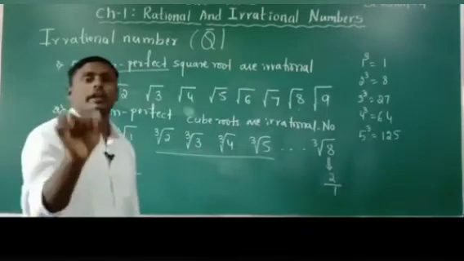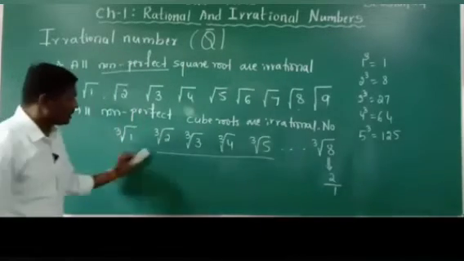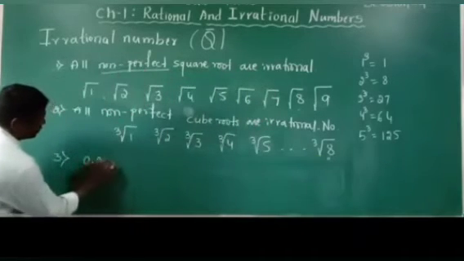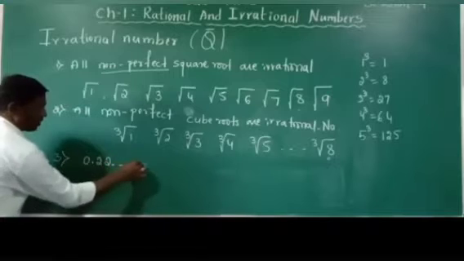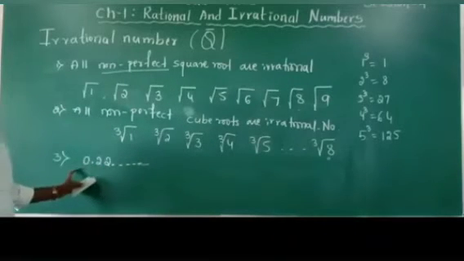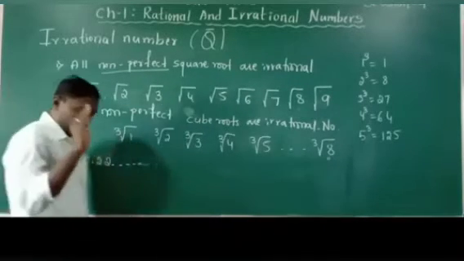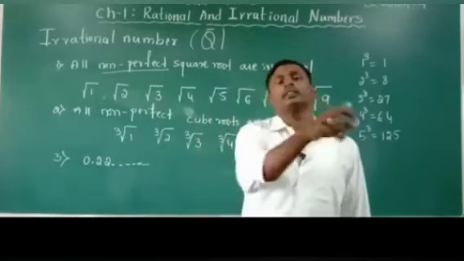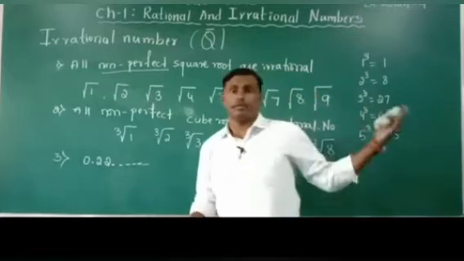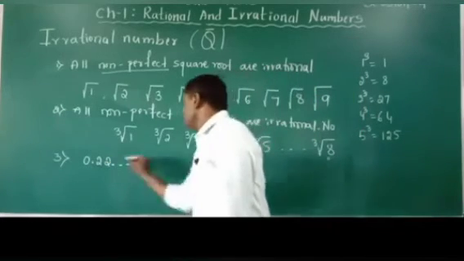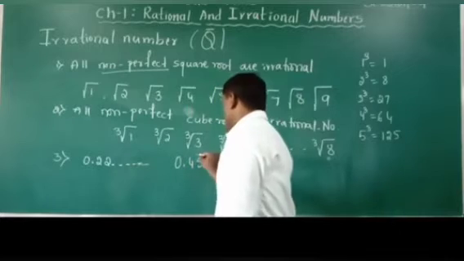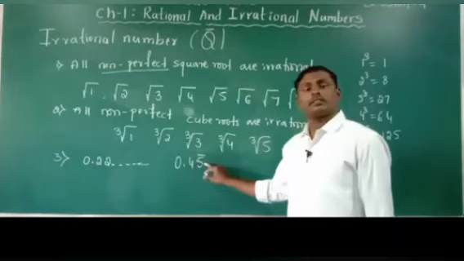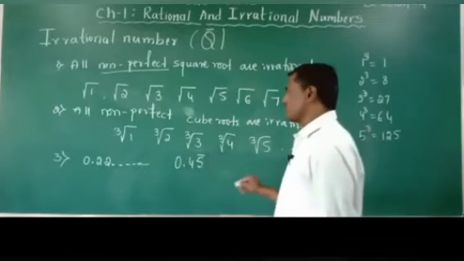All non-terminating and non-recurring. It means if I am writing 0.2222, this dot indicates it is a recurring number, whether it recurs in a single digit or in a length or period of digits. We already discussed this in the previous classes, right? 0.45, here 5 is repeated. This bar indicates the 5 will be repeated in the next sequential order.